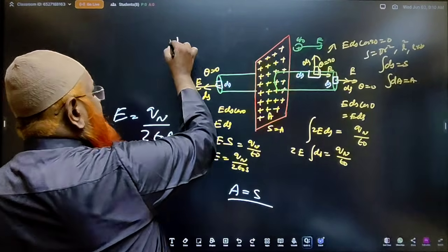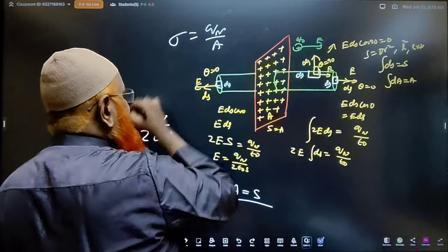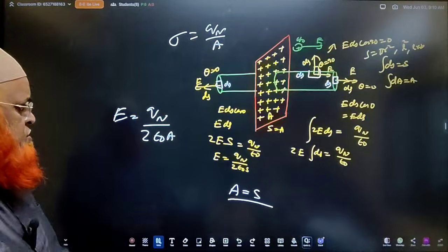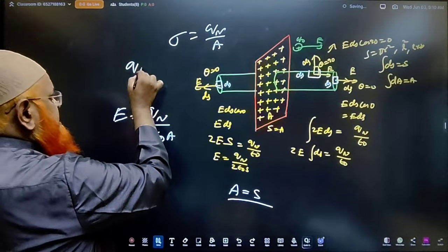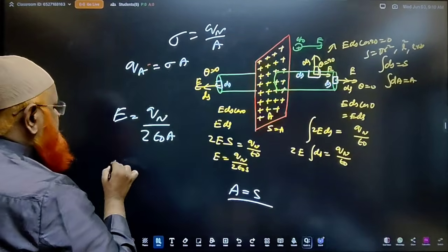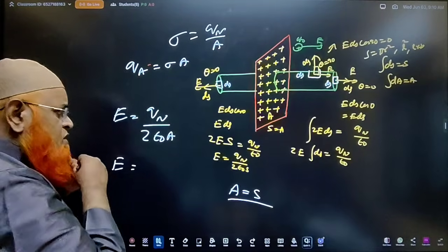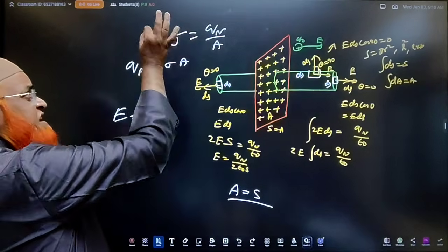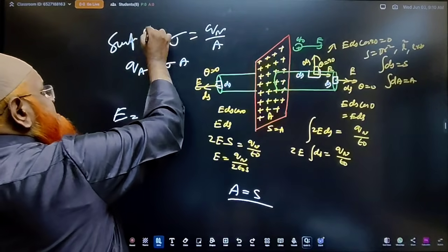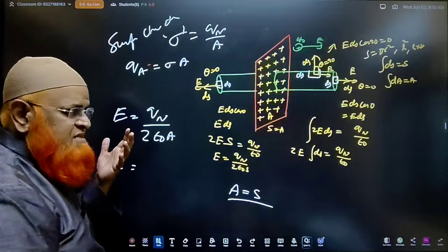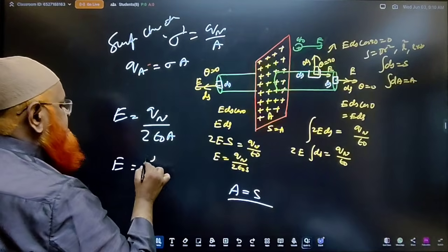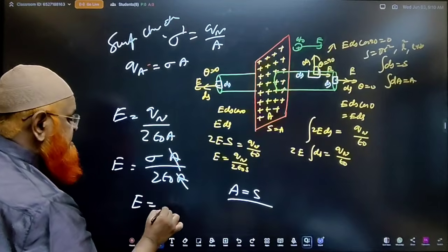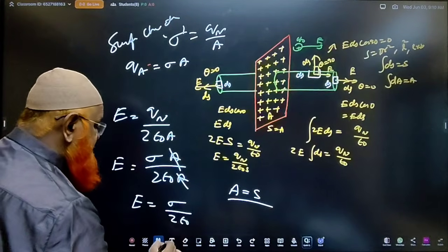Next, I told you sigma is nothing but net charge per unit area. So here I can write Q net is equal to how much? Sigma into A. So therefore, electric field intensity, a new formula. If you don't want to represent the formula in terms of charge by area, you can represent the formula in terms of surface charge density, which is given by sigma. Therefore Q net means I'll write sigma into A, and 2 epsilon naught into A gets cancelled. E is nothing but sigma by 2 epsilon naught.